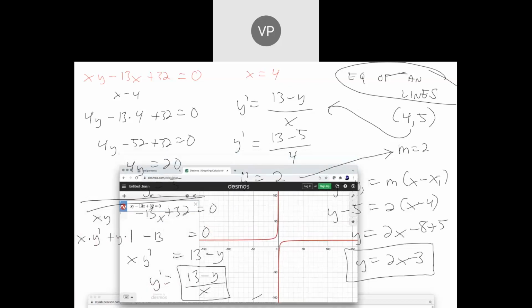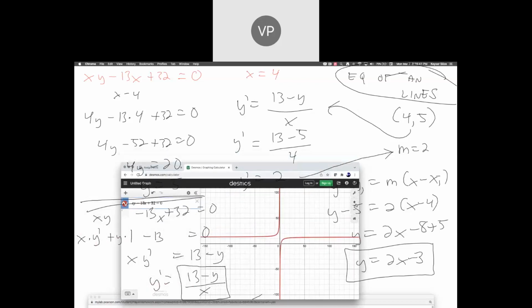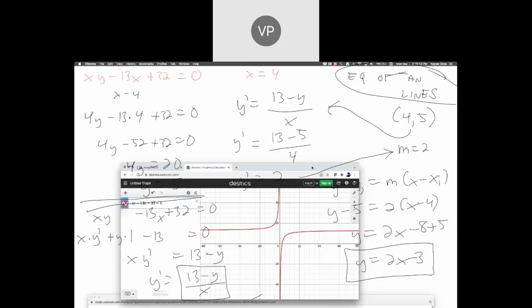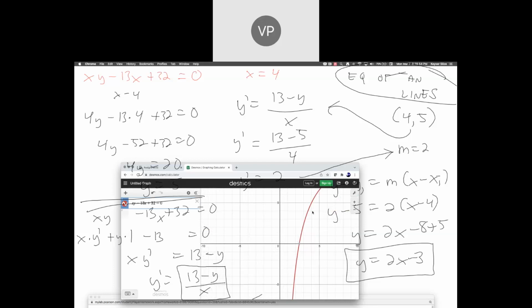So it looks kind of like this. Not kind of. This is the graph right here. We're wondering what the slope is, the equation of the tangent line here at (4, 5). So if I zoom in a little bit, you see that coordinate (4, 5) right there. So what I'm going to do is just put that dot there. So you see that dot.